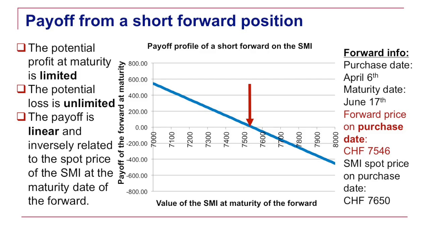The forward price at the time of initiation was 7,546. And we see that if the SMI is below 7,546, he will make a gain, although this gain is now limited when the price of the SMI tends to 0, whereas if the price of the SMI is above the forward price, he could potentially make an unlimited loss.